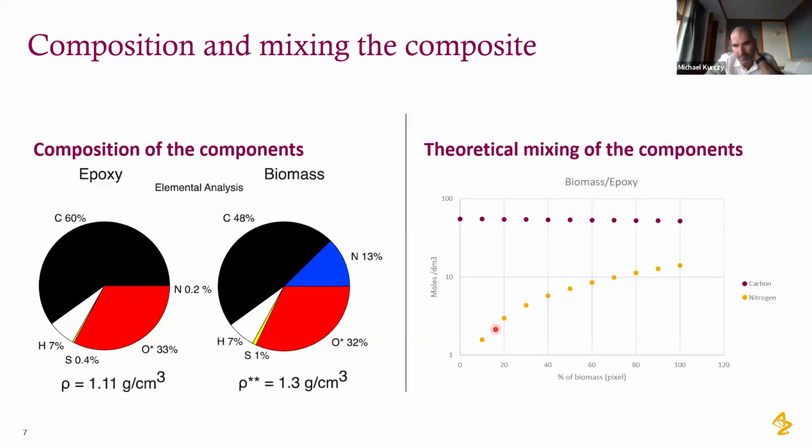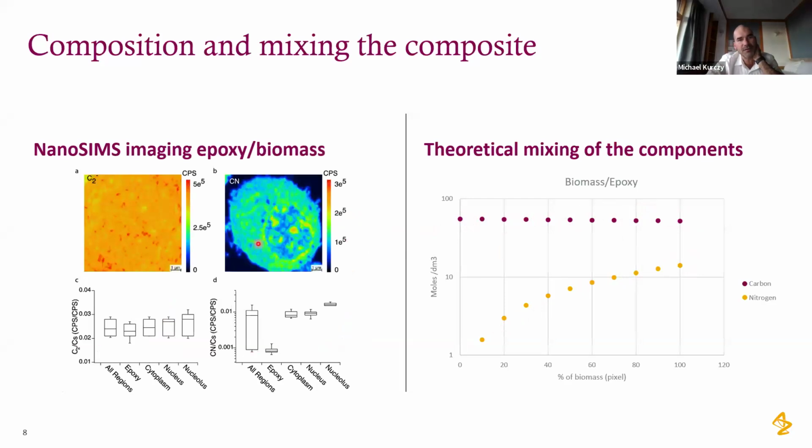But what this plot shows is that the percentage of the carbon, whether it's displaced by the biomass, which is 13% nitrogen, or not, is very stable. And then you can see this in the image. So this is an image of our TEM section.